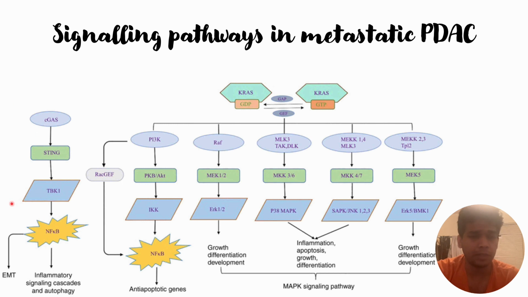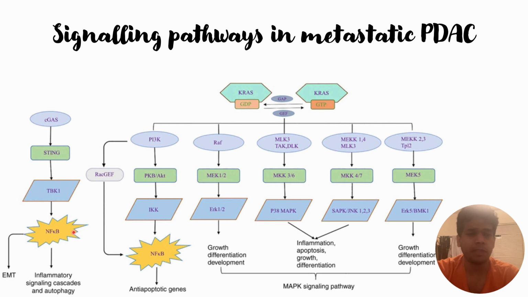And finally, the major pathway that will trigger EMT, which is one of the essential characteristics of metastatic PDAC that gives pancreatic cancers the ability to move from one part of the organ to a secondary organ or other part of the organ, gets triggered through cGAS. Then it will trigger STING, then TBK1, and then nuclear factor kappa B.